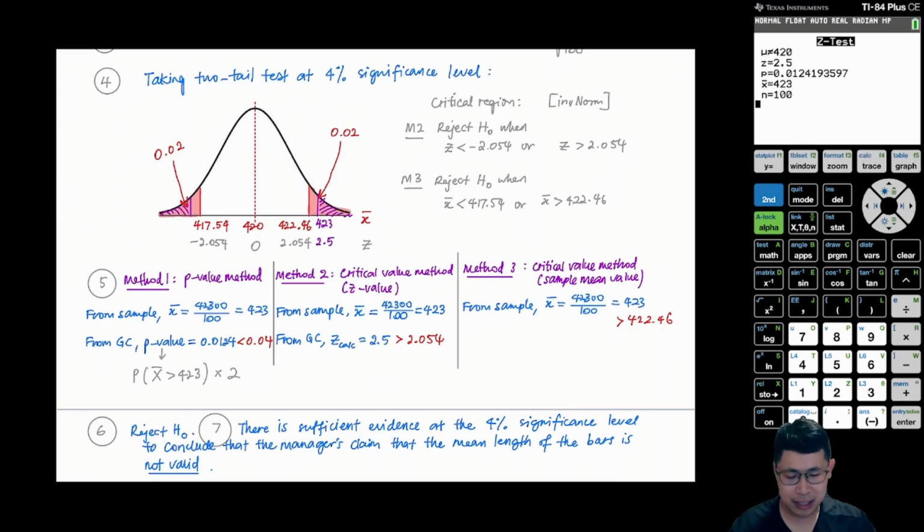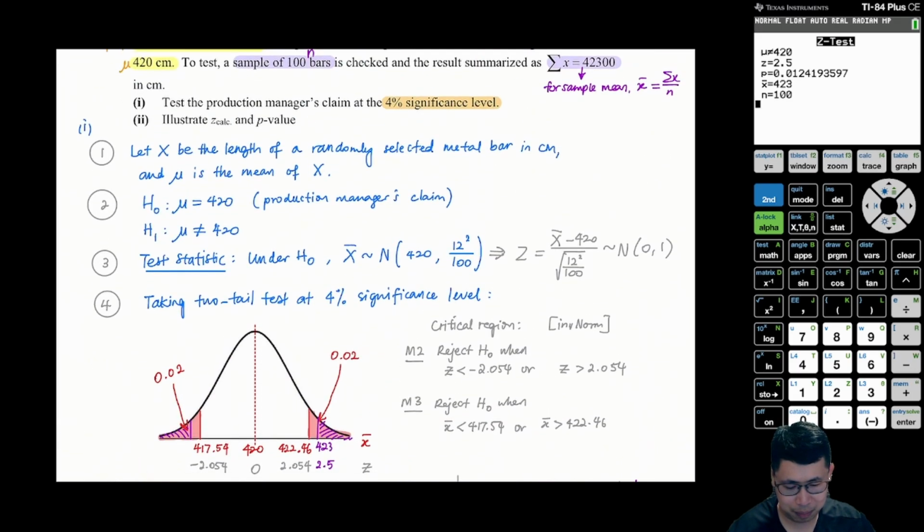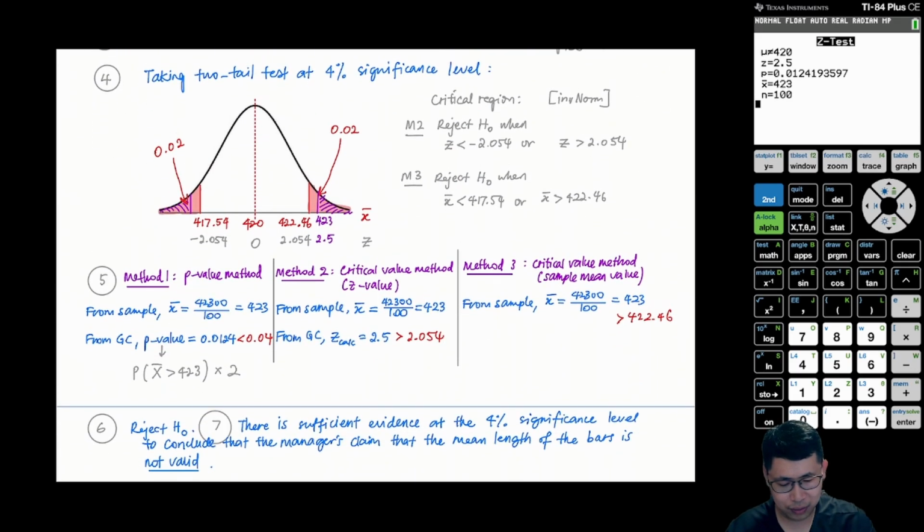Then for part B, we need to illustrate the z-calculate and the p-value. So the p-value is actually over here, this purple color part. The z-value is actually over here, 2.5. Okay, so that will be for question 1.